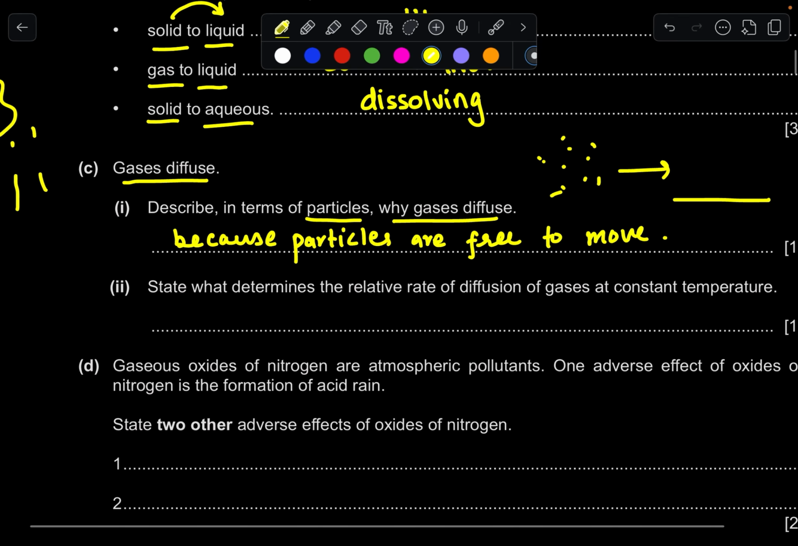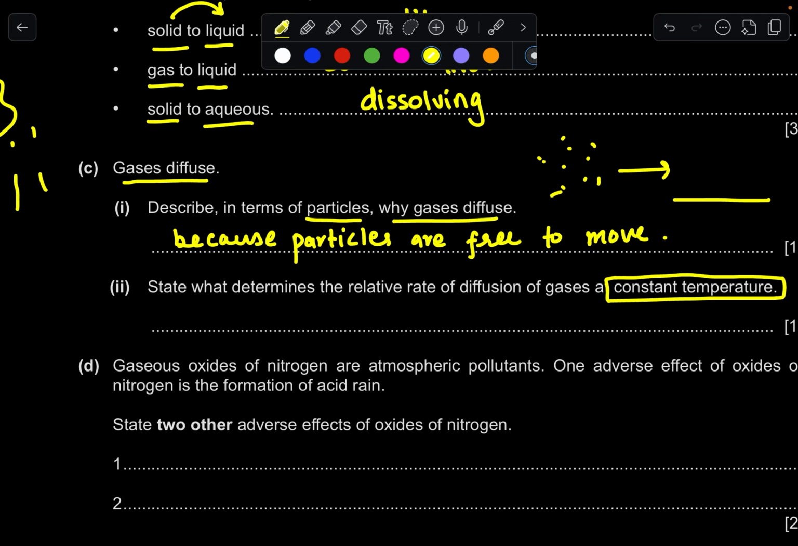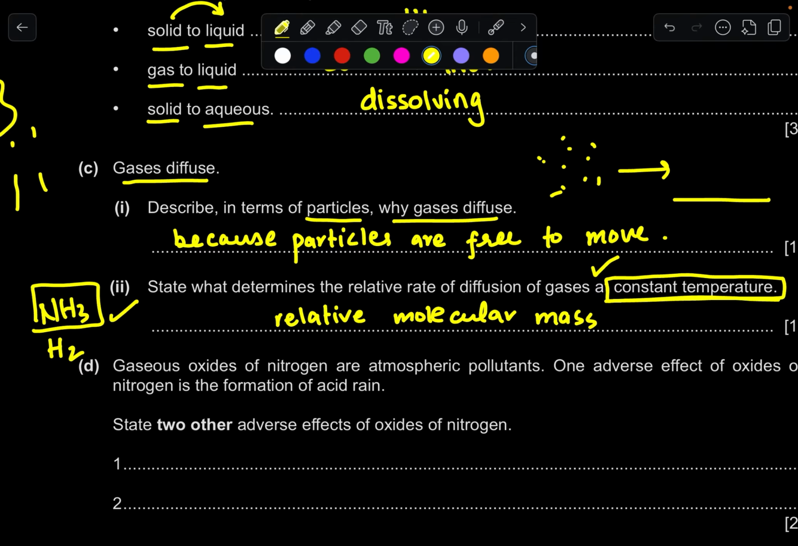State what determines the relative rate of diffusion of gases at a constant temperature. There are two factors on which the rate of diffusion depends. One is the temperature and the second is the molecular mass of your gas. And they said that the temperature is constant. So the second is going to be your relative molecular mass. If I talk about hydrogen and ammonia, then ammonia is going to diffuse slower. Why? Because it has an Mr of 17. The higher your Mr, the slower your rate of diffusion becomes.